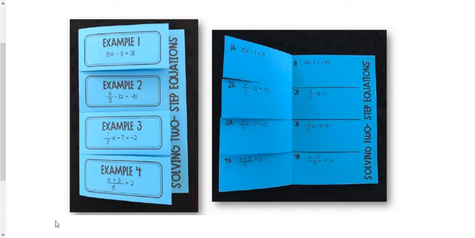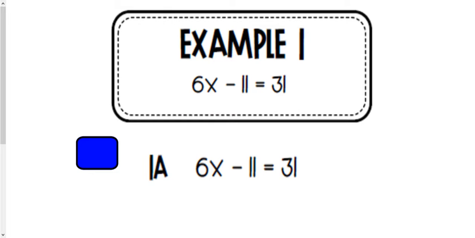Today we'll be solving a variety of two-step equations. We'll be using the properties of equality to solve these equations. Our first example, 6x minus 11 is equal to 31.